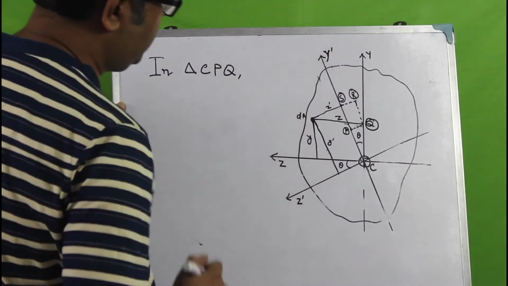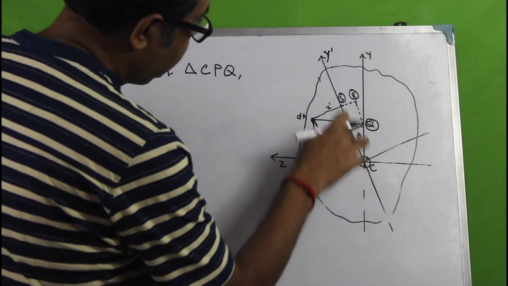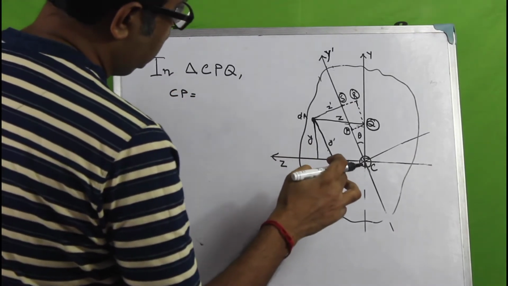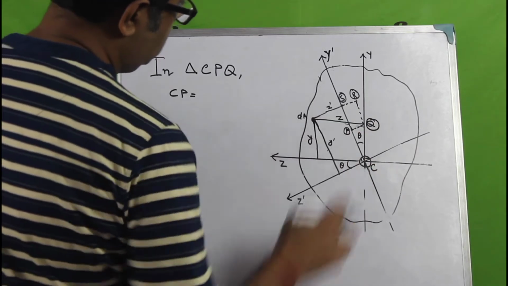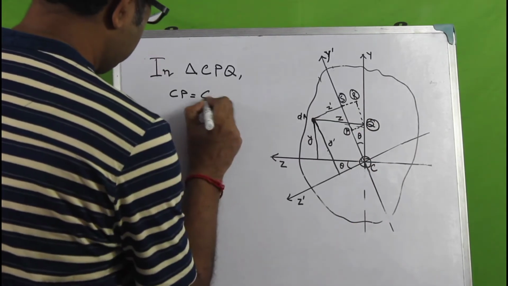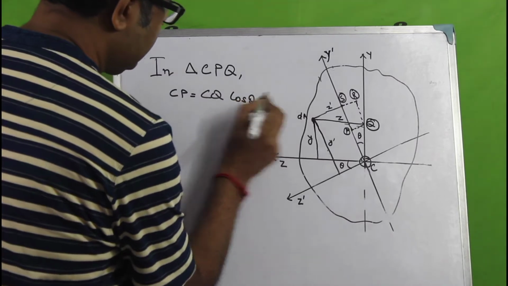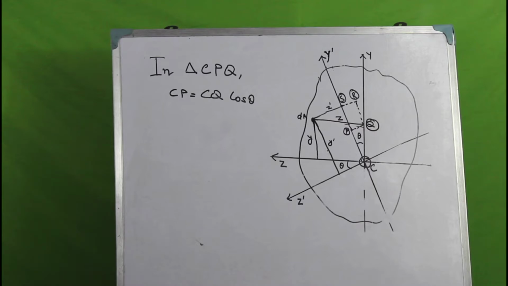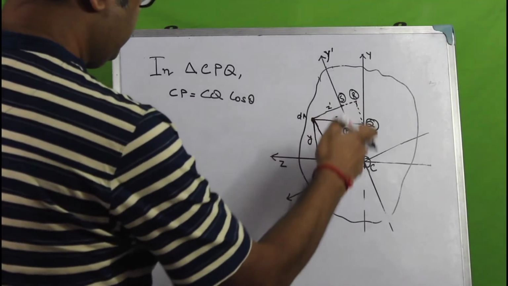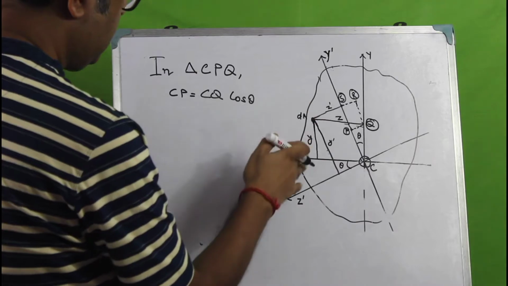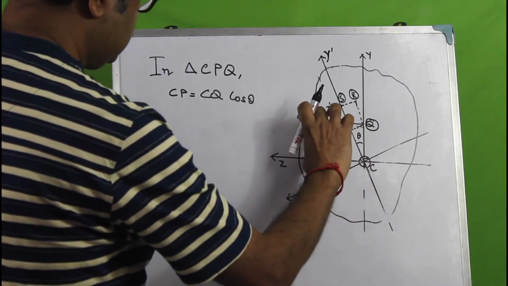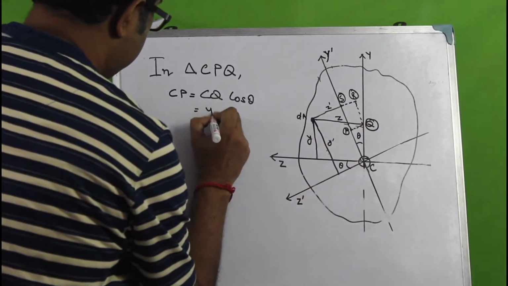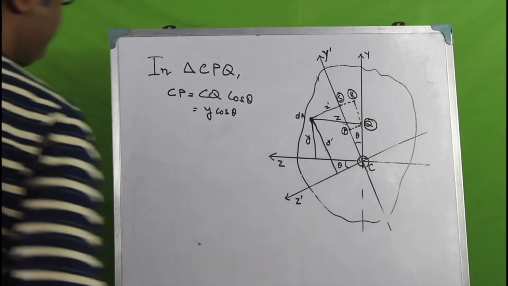So in triangle CPQ, we have CP would be equal to CQ into cos theta, right? It would be, because this is a right angle triangle, so CP by CQ would be cos theta. So CP would be equal to CQ cos theta. And what is CQ? CQ is equal to this distance, right? So CQ would be equal to y. So CP can be represented as y cos theta.